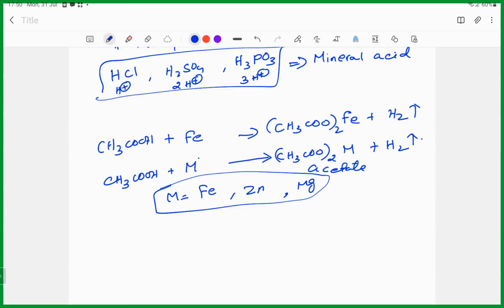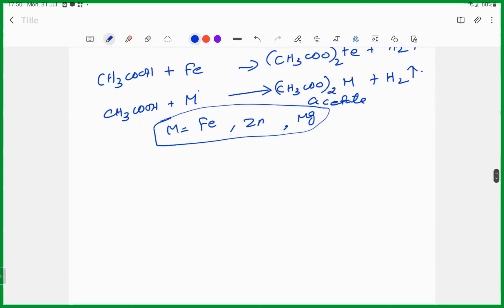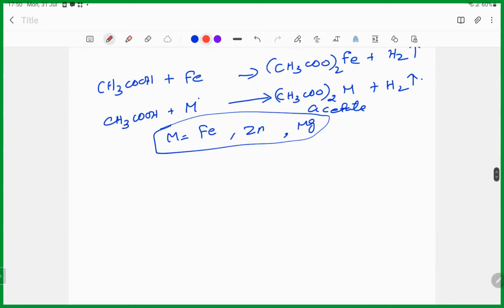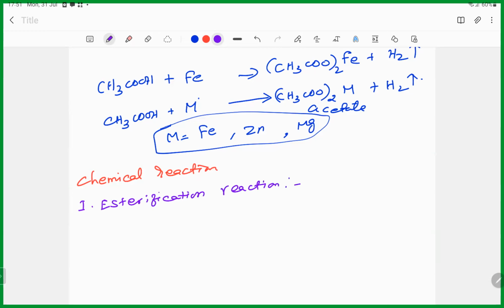Next up, chemical reactions. Number one, esterification reaction. What is esterification reaction? When the alcohol reacts with acid, it will form a new functional group, that is ester.